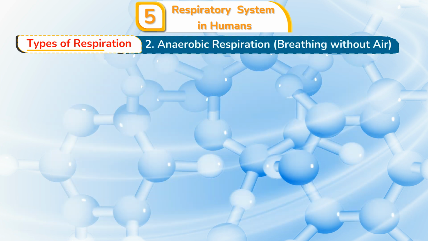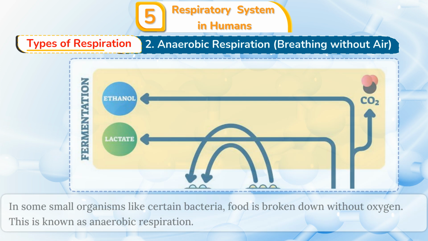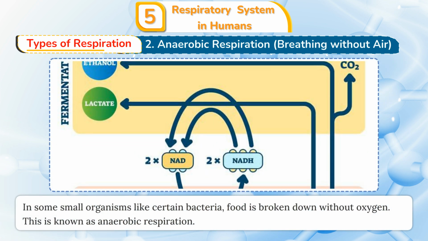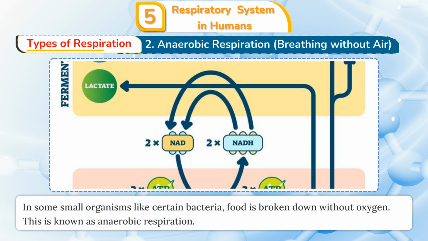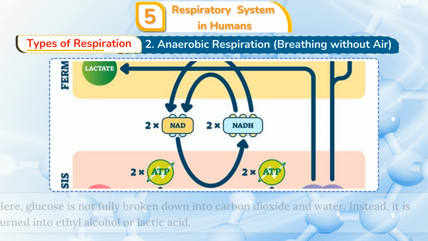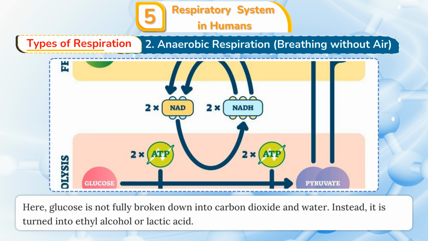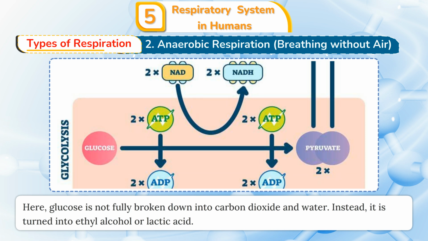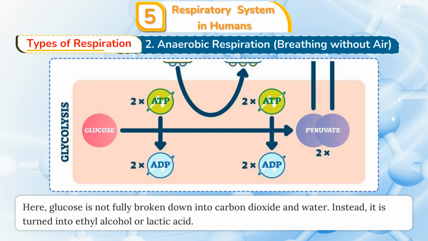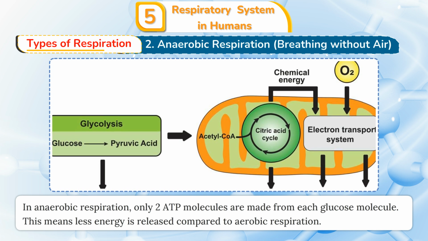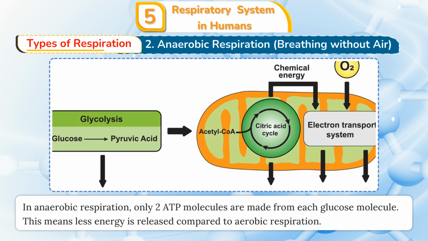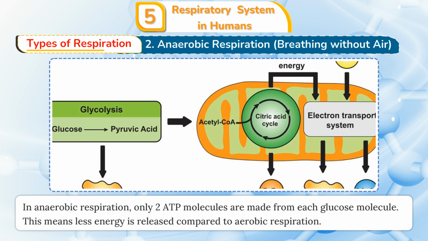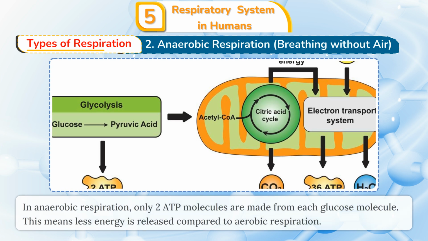2. Anaerobic respiration, breathing without air. In some small organisms, like certain bacteria, food is broken down without oxygen. This is known as anaerobic respiration. Here, glucose is not fully broken down into carbon dioxide and water. Instead, it is turned into ethyl alcohol or lactic acid. In anaerobic respiration, only 2 ATP molecules are made from each glucose molecule. This means less energy is released compared to aerobic respiration.